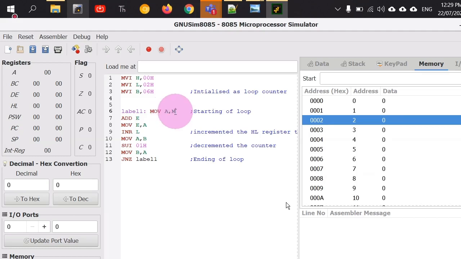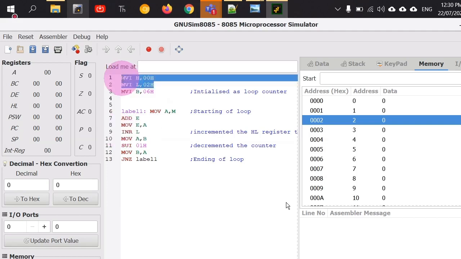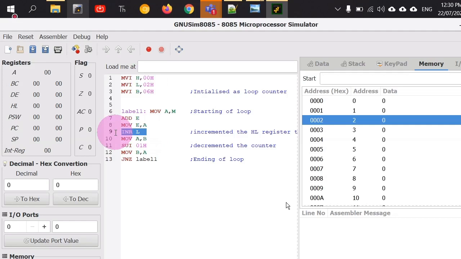First of all, the data is loaded into the accumulator register, and then to the E register, which is by default initialized with 0, we have added the content of the accumulator. So the result will be in the accumulator, and we copied it to the E register again, so that the final result is stored in the E register. Then I have incremented L because I want to increment this HL register pair combined. I have incremented L because I only have to go to the next 6 locations, so it will not consume the H register. Then again, inside the A register, I have moved the contents of the B register.